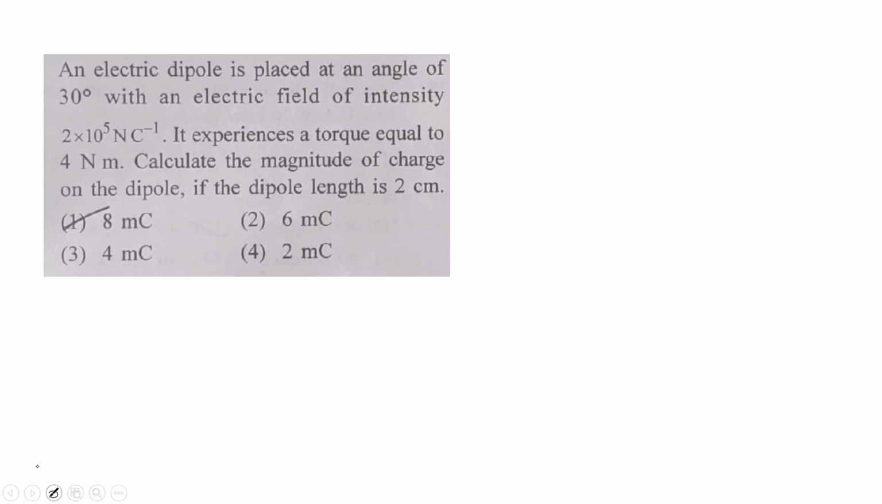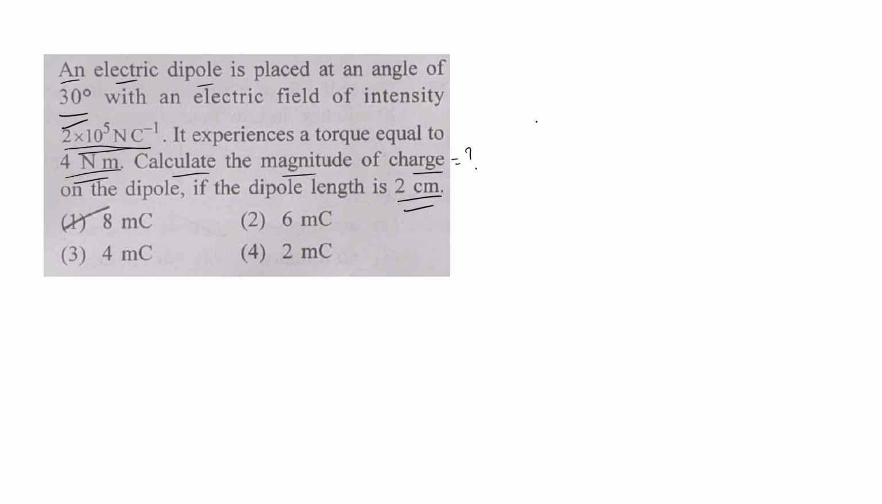Okay, let's do one more question. An electric dipole is placed at an angle of 30 degrees with an electric field intensity 2 × 10^5 newton per coulomb. It experiences a torque of 4 newton meter. Calculate the magnitude of the charge. You have to find the charge on the dipole if the dipole length is 2 centimeter.